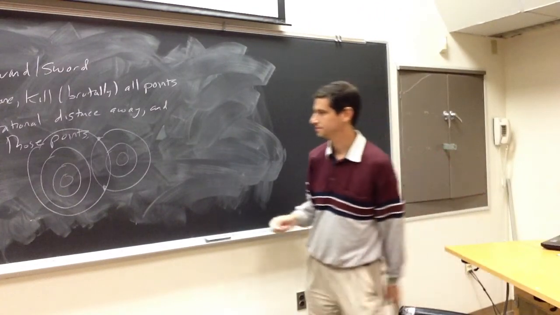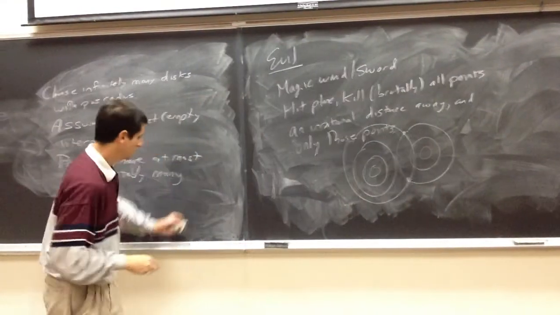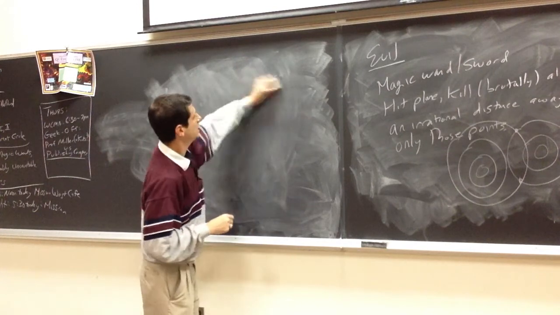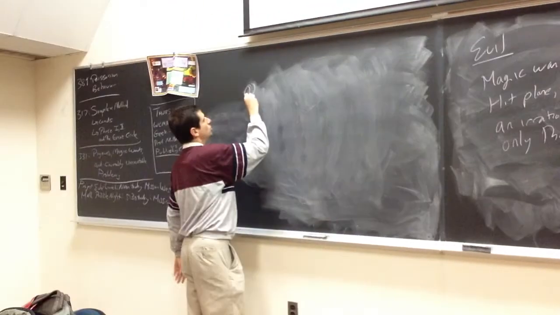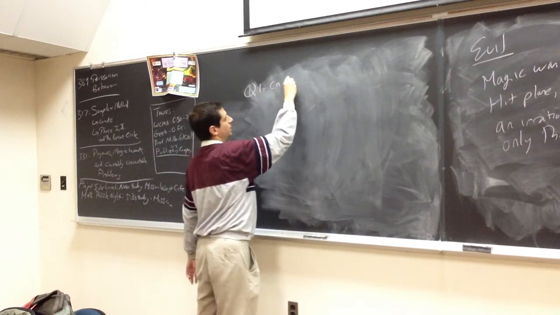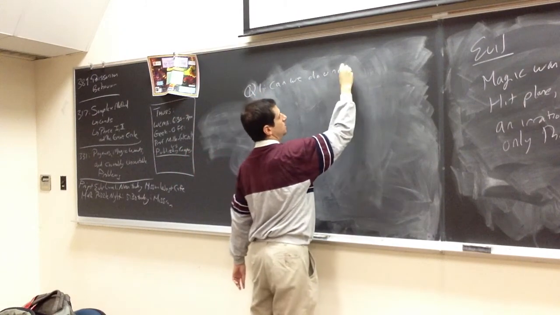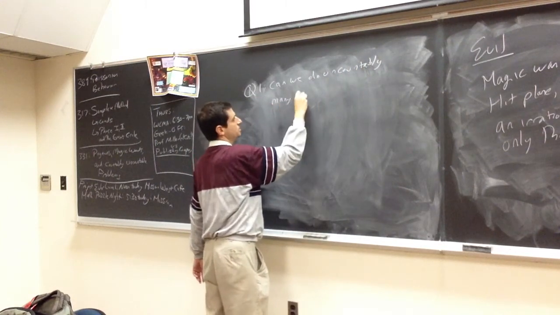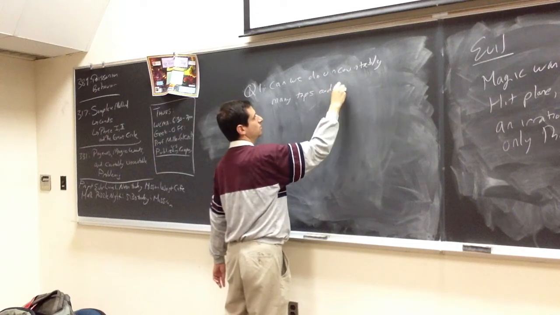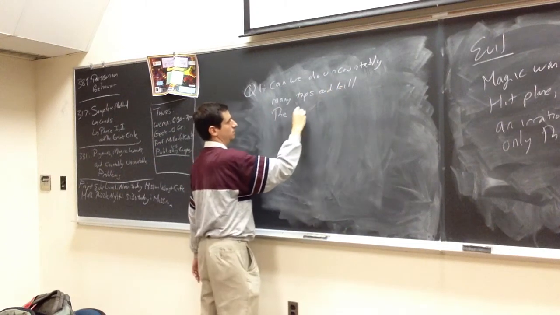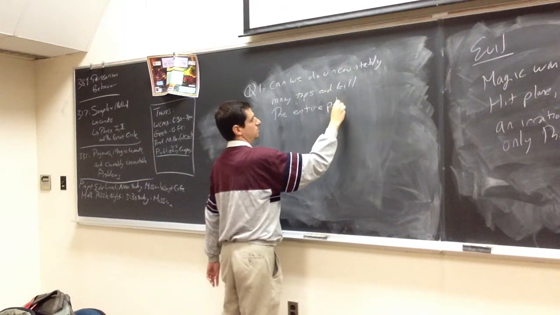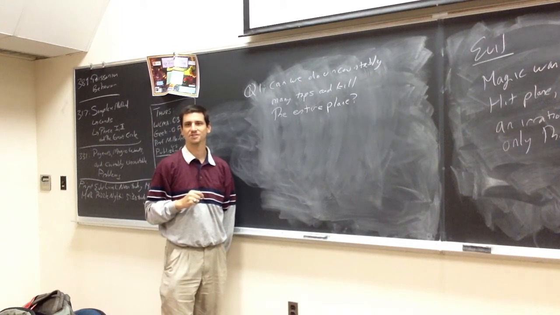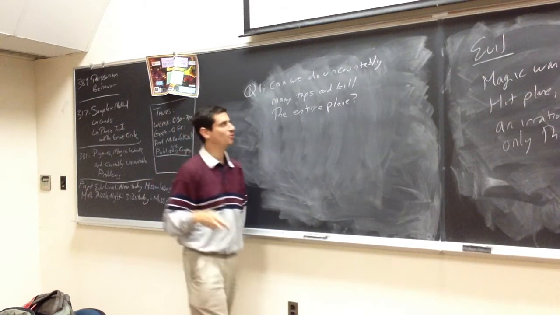So here is the question, and I'll ask them in level of difficulty. Question 1. Can we do uncountably many taps and kill the entire plane? This one shouldn't be that hard. What's the answer? Yes. How do we do it? Tap every point.